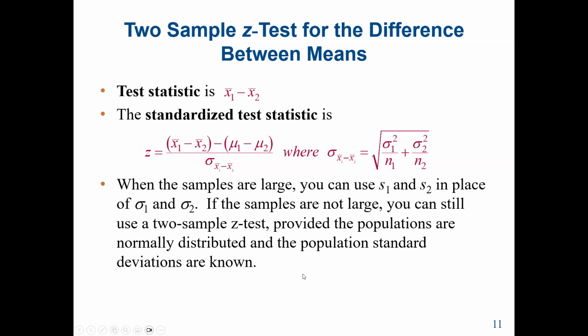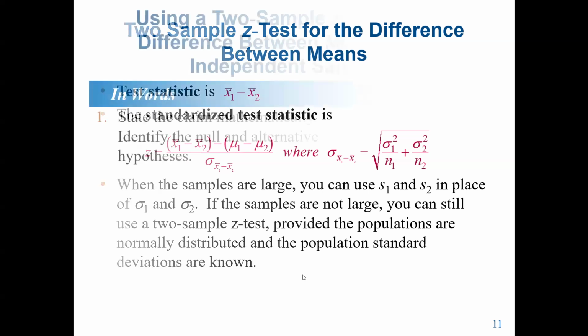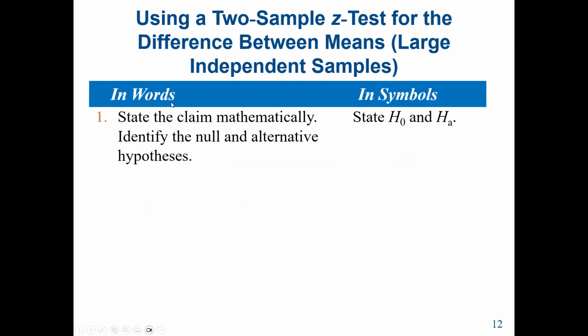So when the sample sizes are large, we can always use s1, s2. s1, s2 will be the standard deviations for the samples, used in place of the population standard deviations. Now, if the samples are not large, then you can still use two-sample z-tests, provided the populations are, again, normally distributed, and the population standard deviations are known. So let's put this in words step by step.